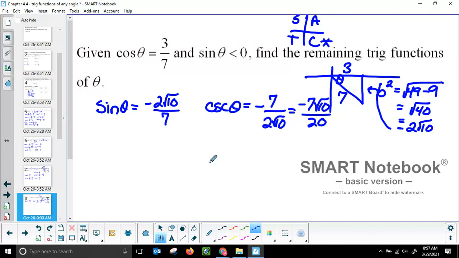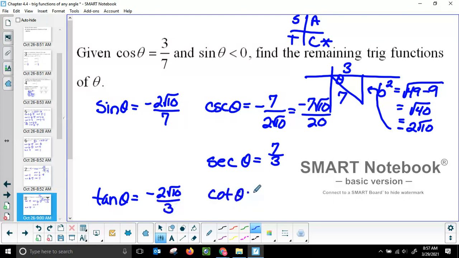Cosine we were given. So secant is very easy to find. We just flip it. And finally, tangent is opposite over adjacent. So negative 2 root 10 over 3. So cotangent, we flip that, and we get negative 3 over 2 root 10, which rationalized is negative 3 root 10 over 20. And that is it.